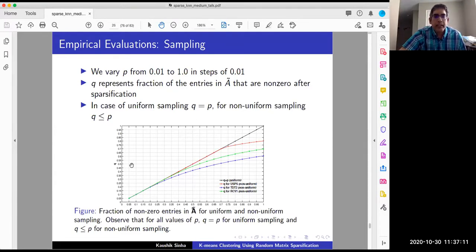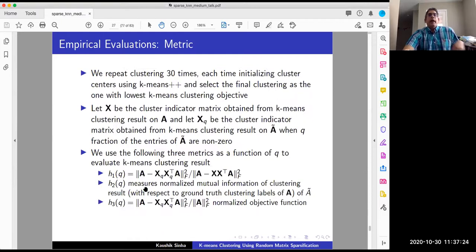In the x-axis we have p and in the y-axis we have q. So as you can see, as we increase the parameter p to larger values, it zeroes out a larger number of entries corresponding to the uniform sampling.